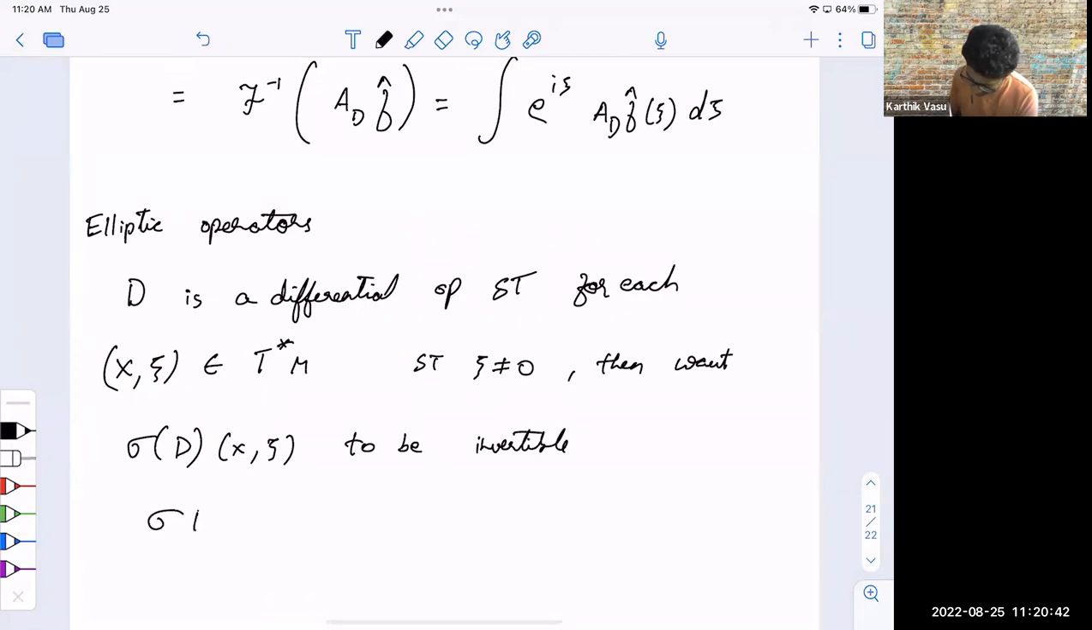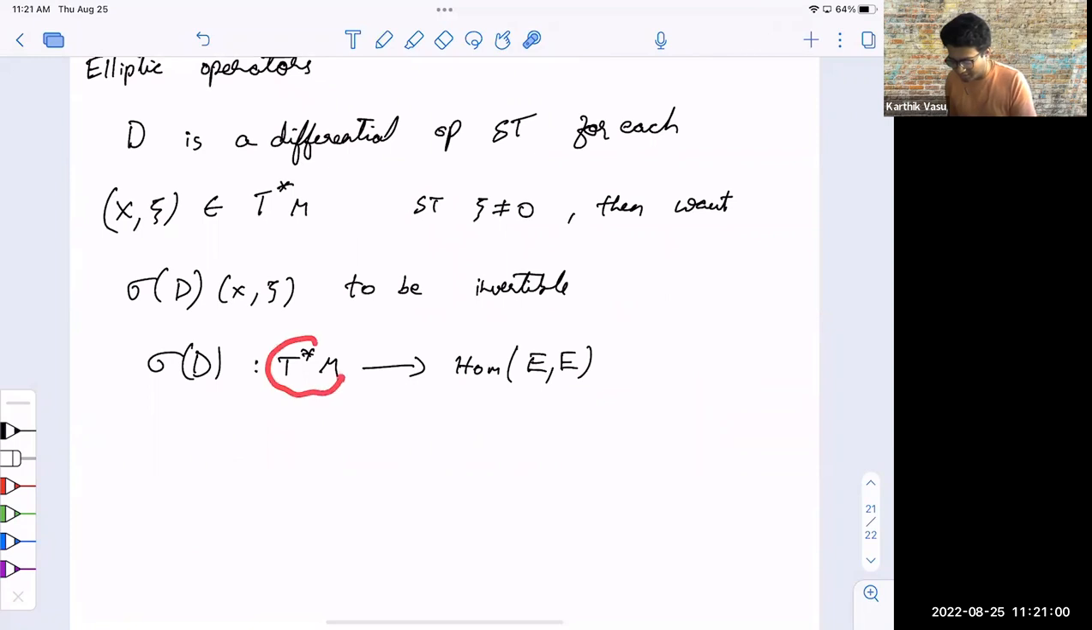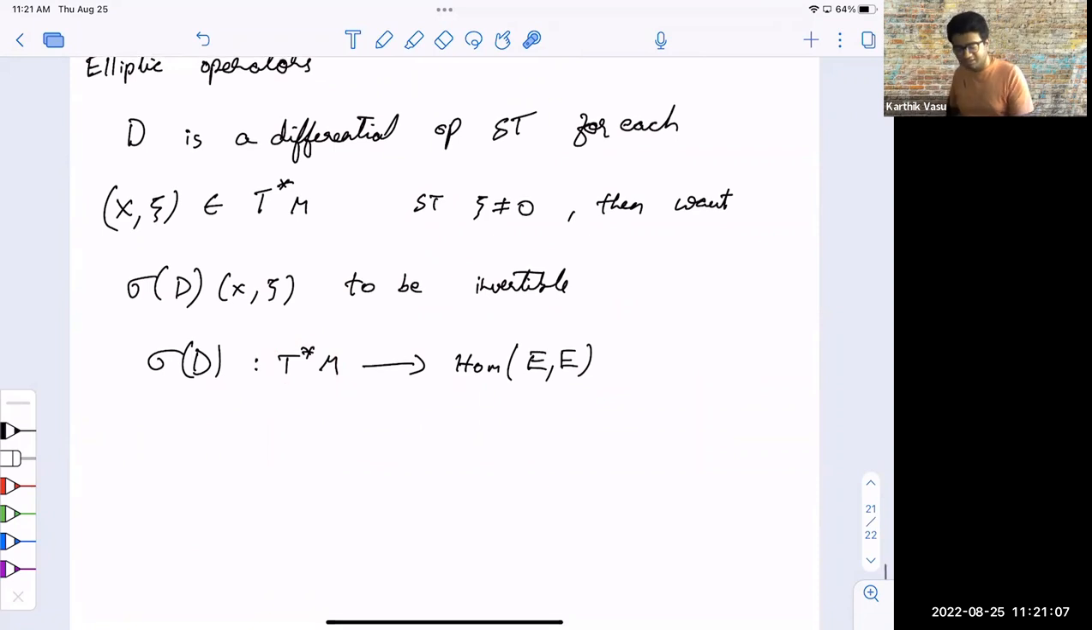So this σ_D will map from this to Hom(E, E). Let's just stick with E comma E because I want to say it's invertible. Here I'm saying if you take non-zero elements here, it should map to invertible elements here. That is what it means to say D is an elliptic operator. Again, examples, I had done the Laplacian.